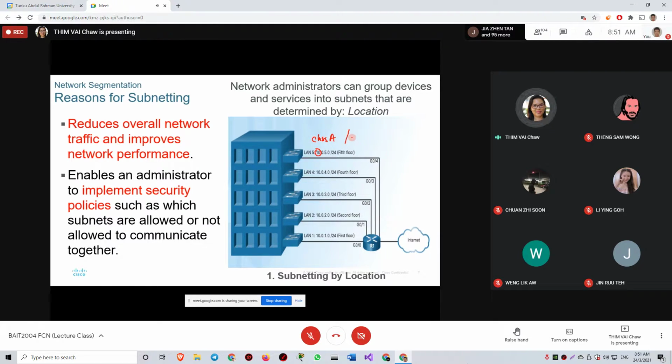The original should be Class A, which should be 8 bits for the prefix length. But now he gives you /24. So you know that this already has done subnetting, and he has borrowed how many bits? He has borrowed 16 bits.